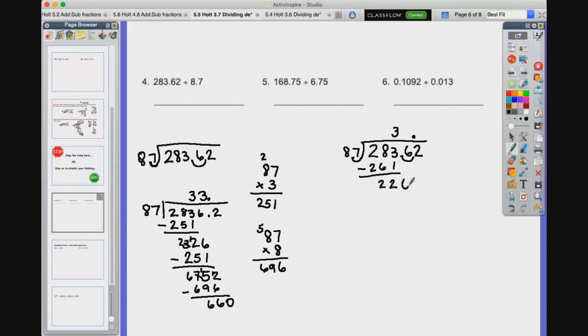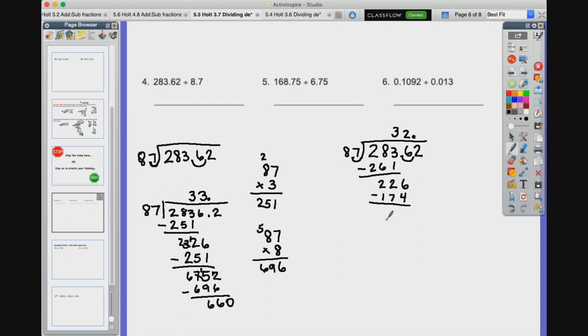22. Now I bring my 6 down. That only goes in twice. That's where I screwed up. So 2 times 87 is 174. Now we're cooking.